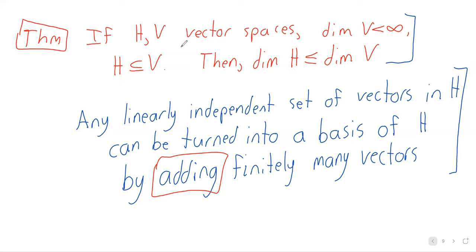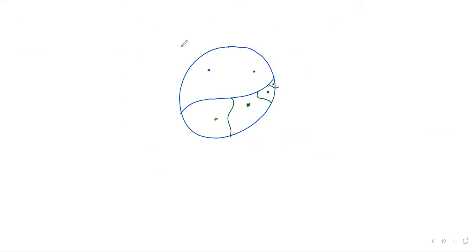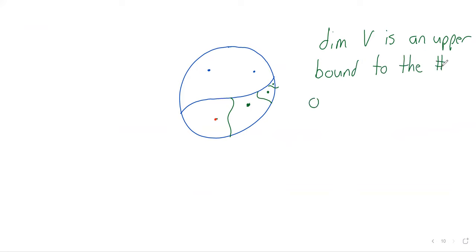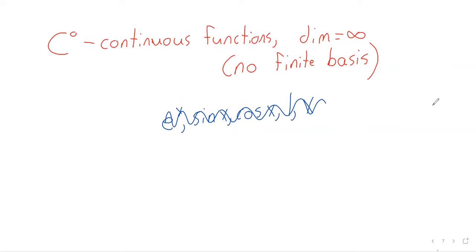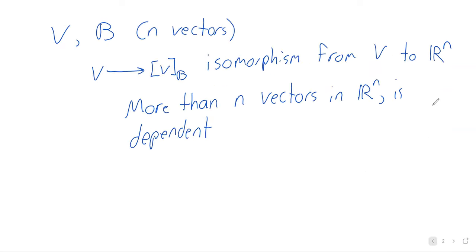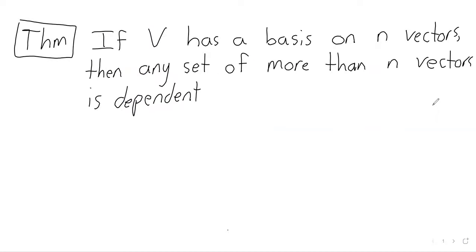And we cannot have, let's write this down, the dimension of V is an upper bound to the number of linearly independent vectors in V, which is just an extremely wordy way of stating this theorem. We cannot have more than n linearly independent vectors.